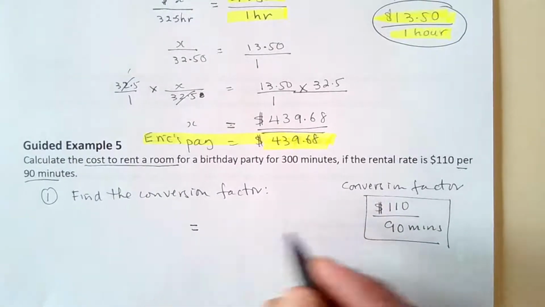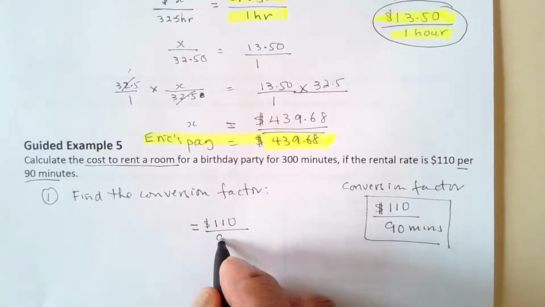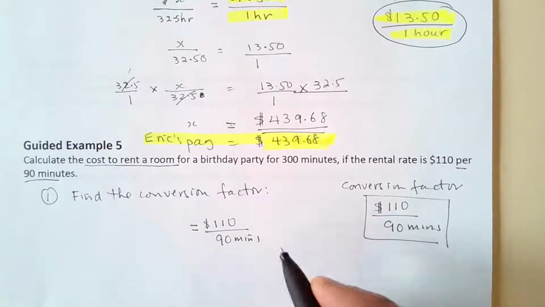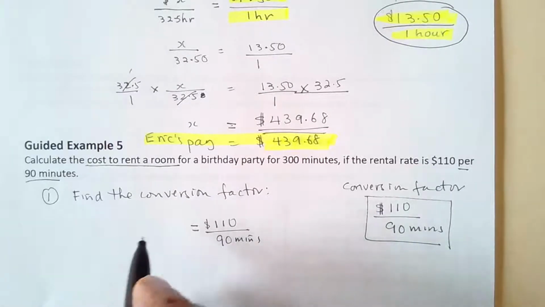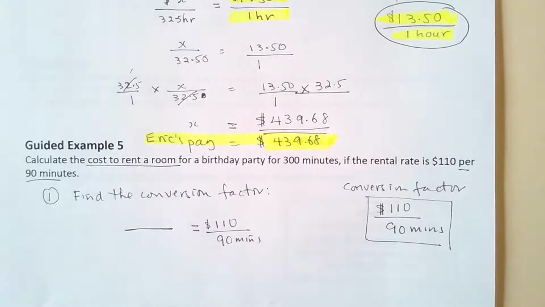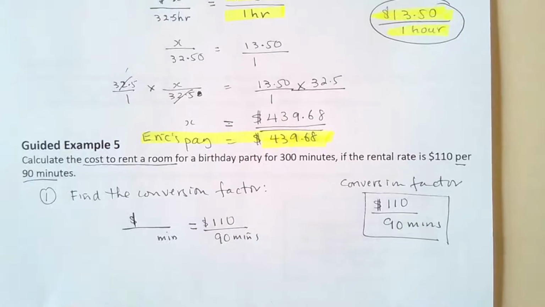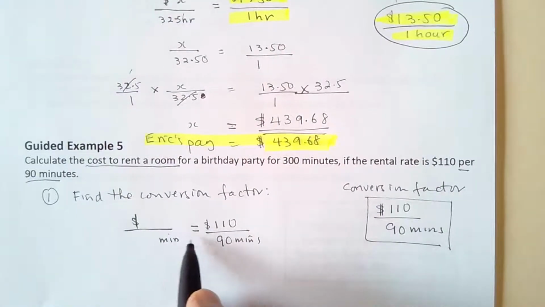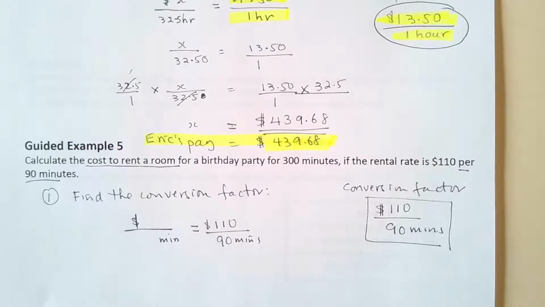And we know right away the conversion factor is 110 dollars, 90 minutes. Now we need to find, we have an equivalent ratio, with minutes in the numerator and dollars. By putting your unit you're matching in with your conversion factor, it makes your calculation much simpler and avoids any error.